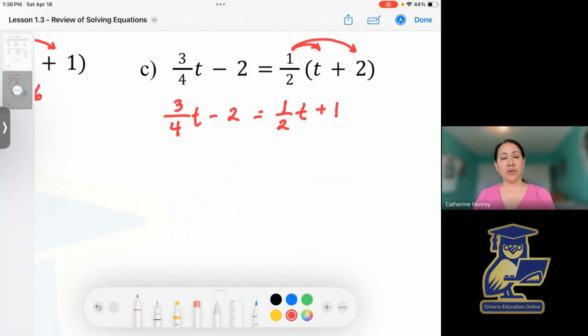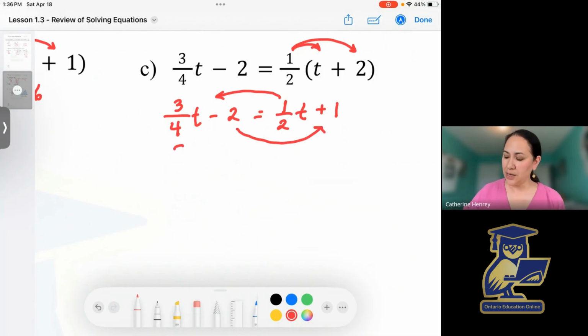Now I have t's on both sides and constants on both sides. Let's go ahead and switch. I'm going to take the t over from the right side and move it to the left, and then take this constant from the left side and move it over to the right, and change the signs. So I will end up with 3 over 4t minus 1/2 t equals 1 plus 2.